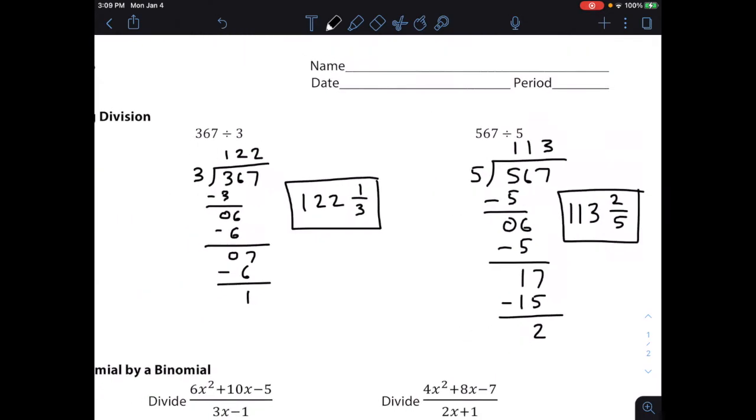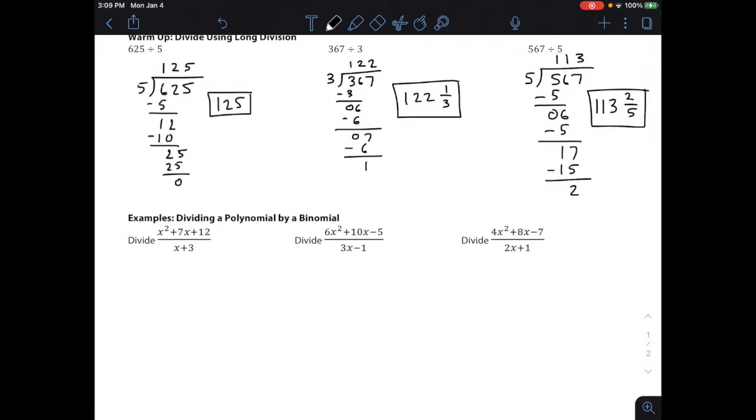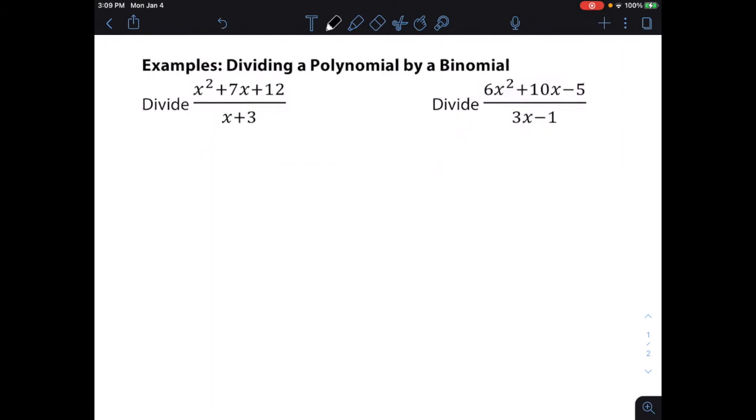All right, so this just serves as a little warm-up for what we're going to do with these polynomials. We're going to use the exact same process to divide these polynomials by a binomial, but it's going to be a bit different because we have variables involved. We don't just have numbers involved. So let's just jump right in and give the first one a try. So we're dividing x squared plus 7x plus 12 by x plus 3.